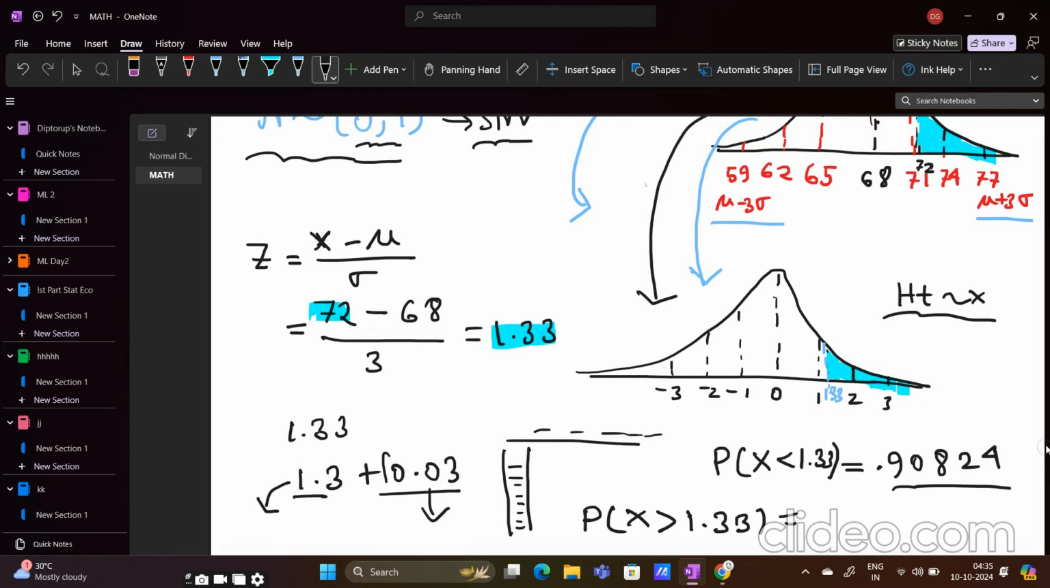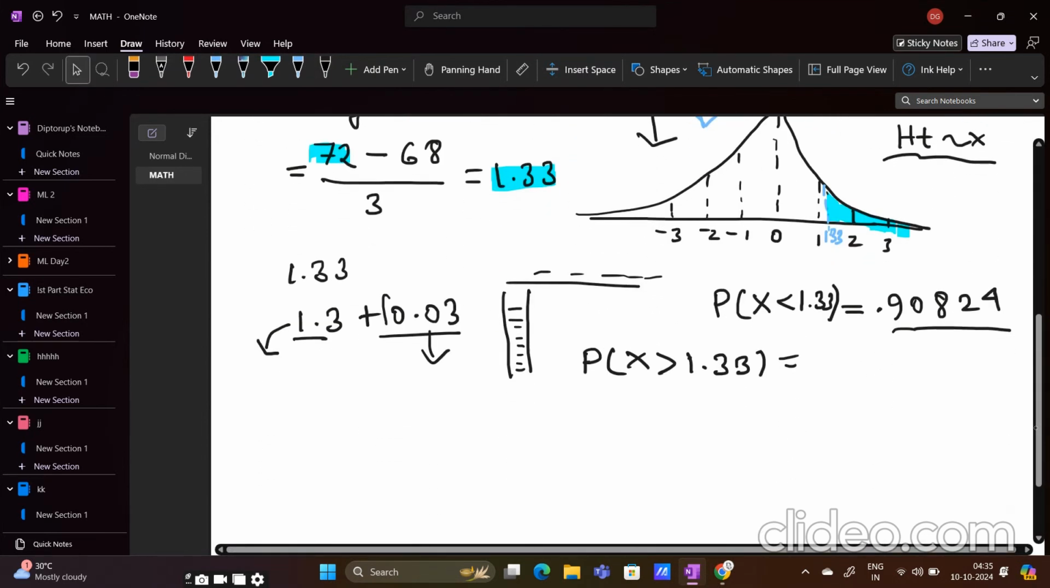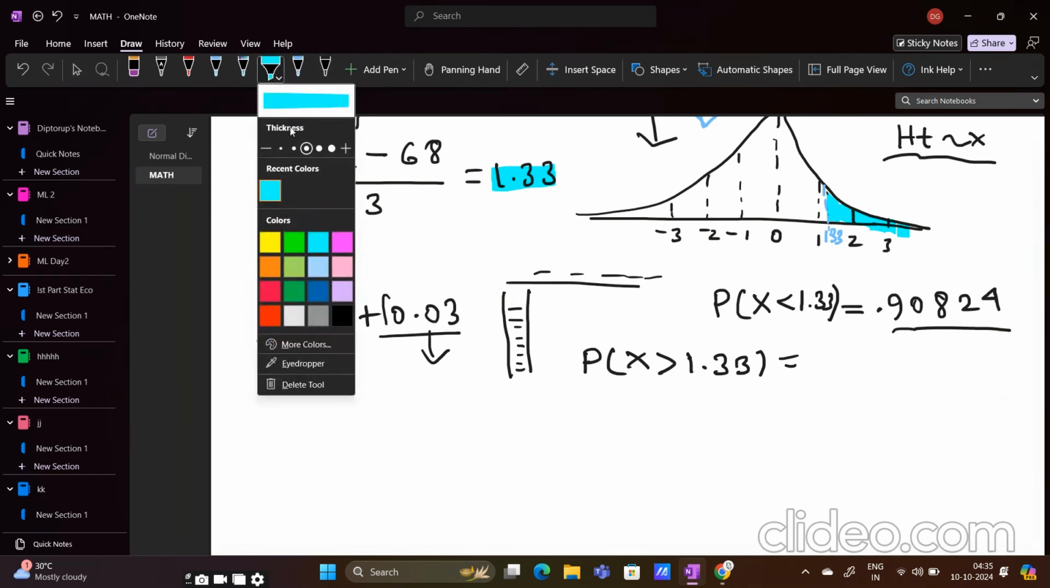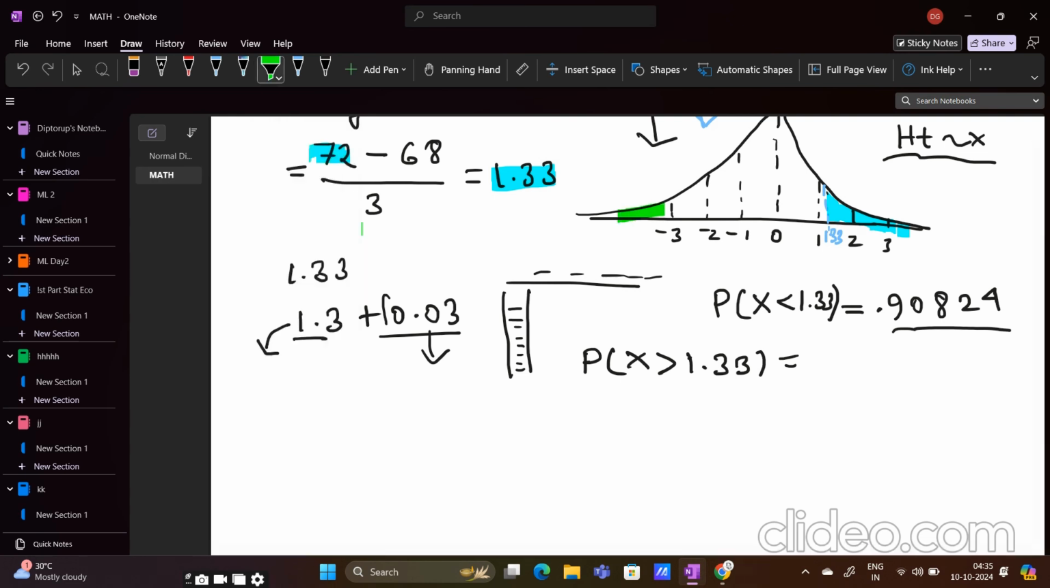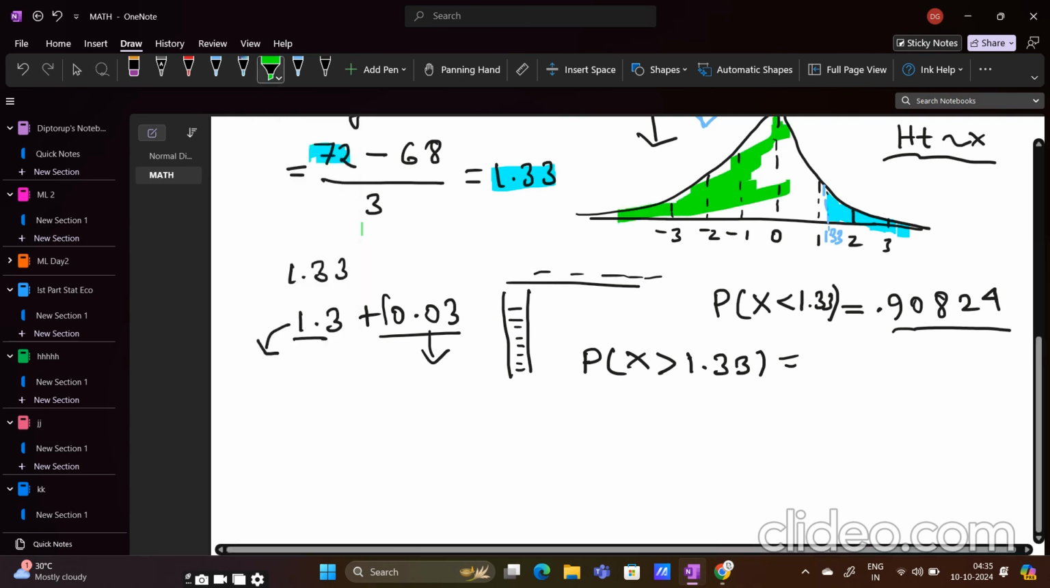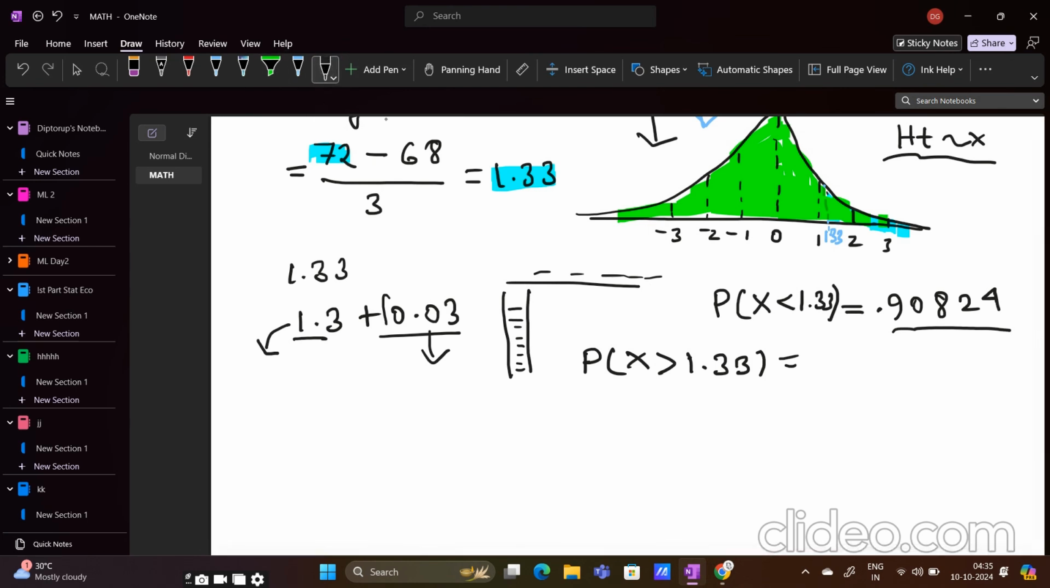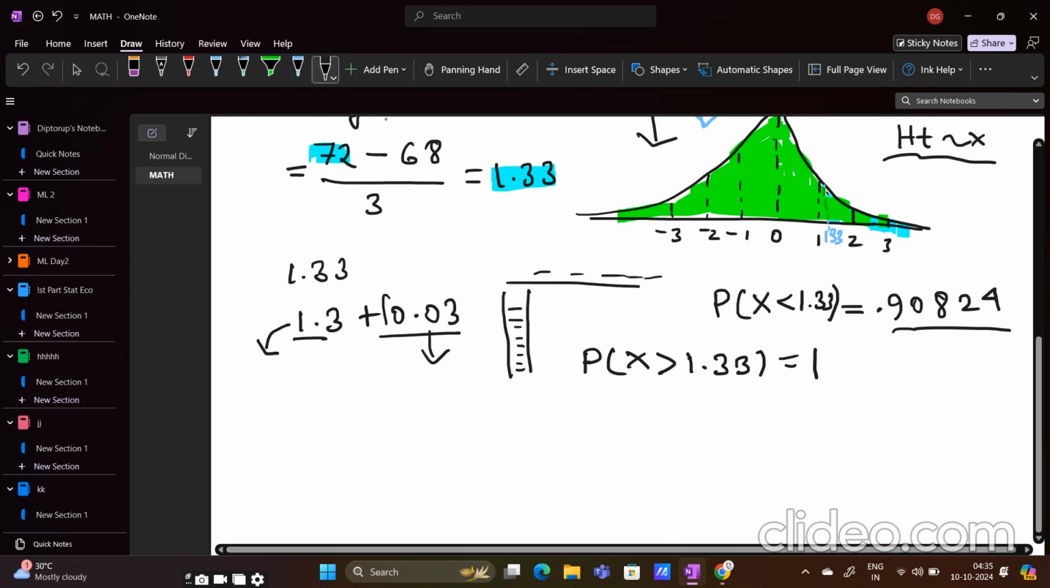Now it is very easy to understand, we all know that the entire area under the curve, the total area, is nothing but 1. The entire area under the curve is 1, right? So if I want to find out the probability of x greater than 1.33, I will take the total area, that is 1, and subtract the probability that x will be less than 1.33. Very simple mathematics. I hope you will understand it.